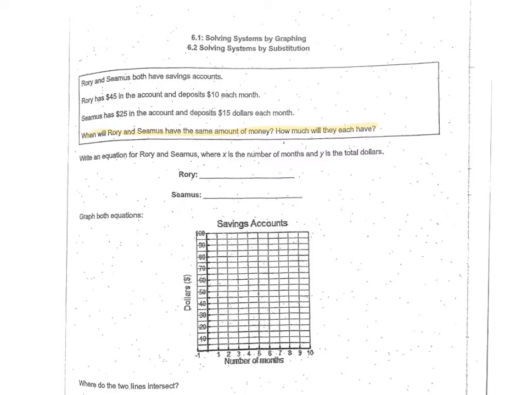So if we look here, the first thing it asks us to do is to write two equations, one for Roy and one for Seamus. And if we look at the given information, X is the number of months and Y is the total amount of dollars. So we're looking to write an equation in y = mx + b form.